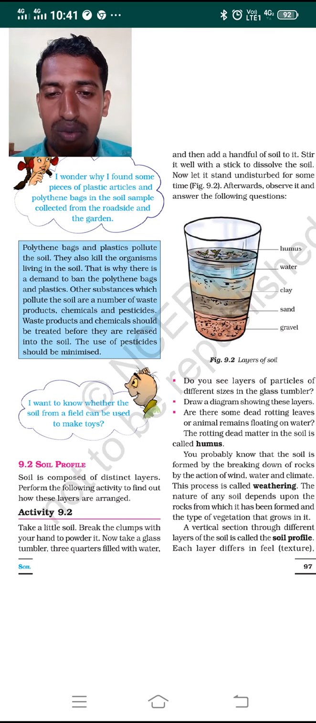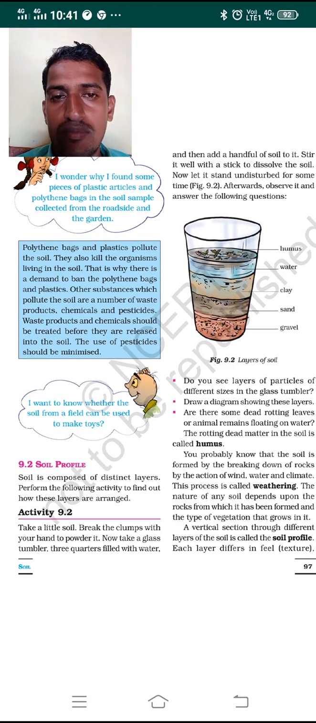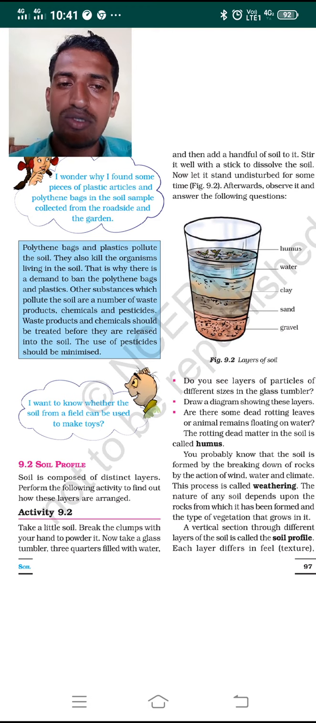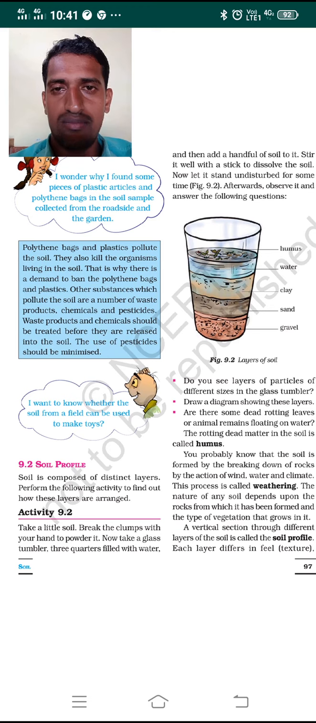I want to know whether the soil from a field can be used to make toys. Yes, of course you can make it, right? Now we'll go for the next concept, that is soil profile. This is very important, dear students. If you take any sample of soil, it will have a soil profile. What is that? Soil is composed of distinct layers, means it is made of separate layers. So perform the following activity to understand how these distinct layers are arranged one above the another.